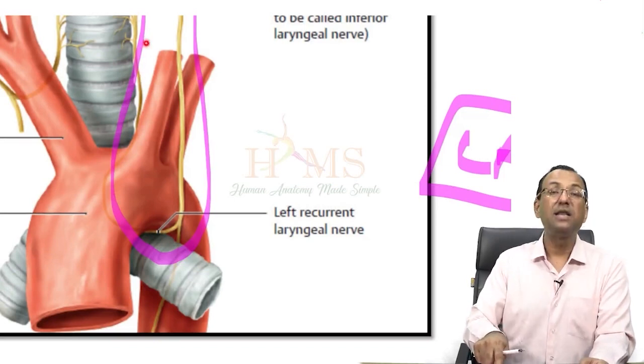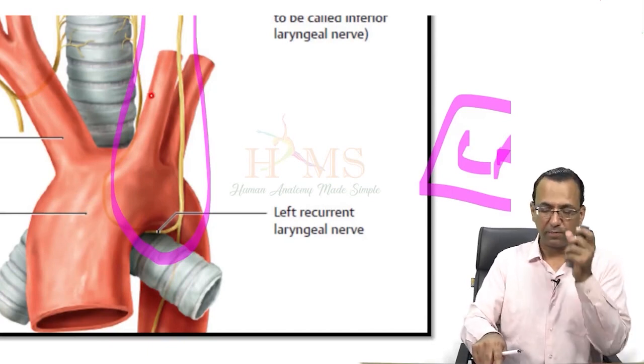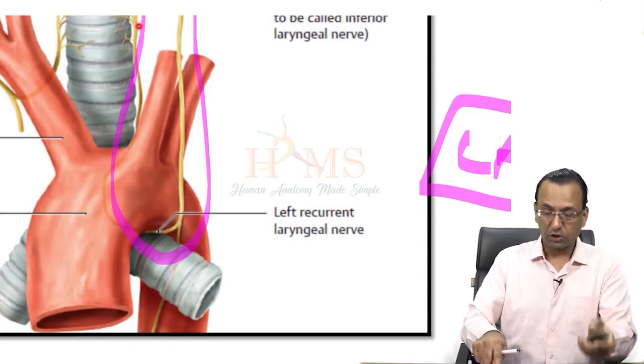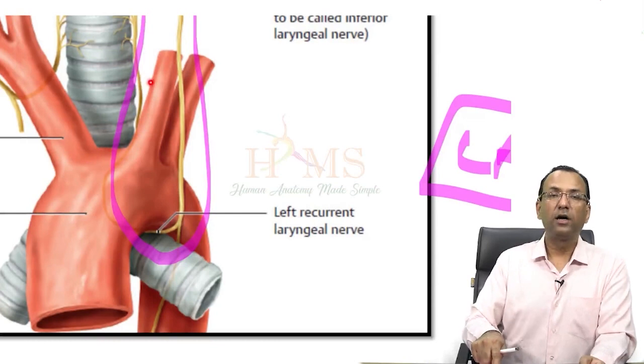Then it has to supply the larynx muscle and the laryngeal mucosa below the vocal cord. So, it will supply most of the larynx muscle and the laryngeal mucosa below the vocal cord.